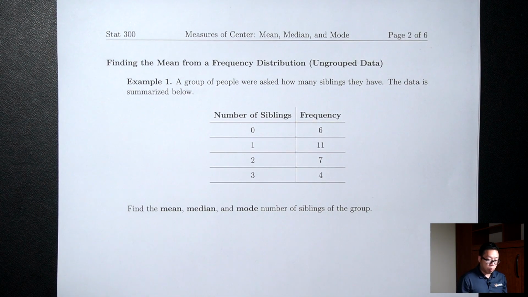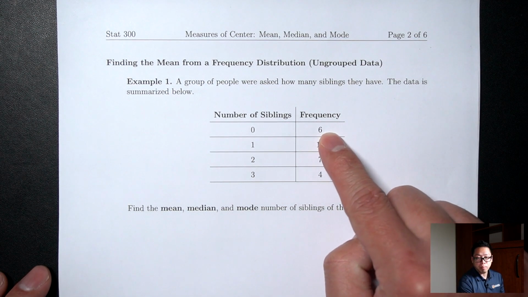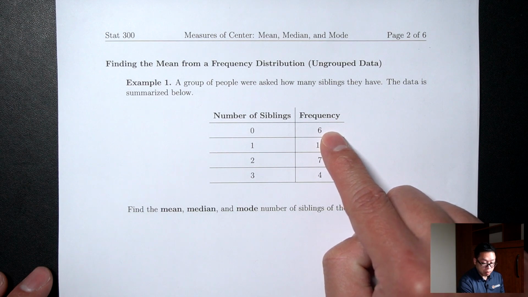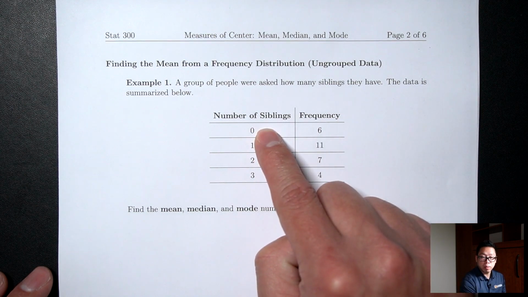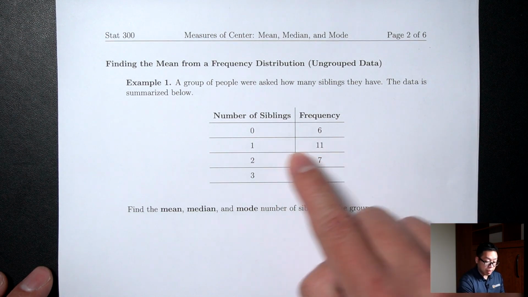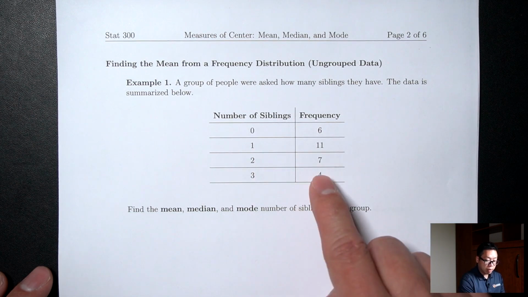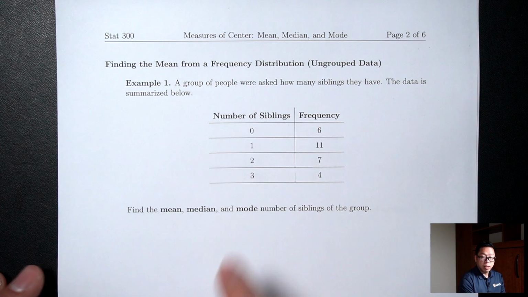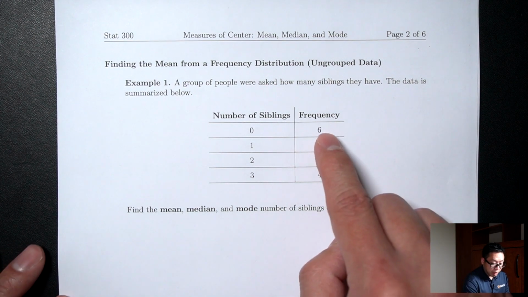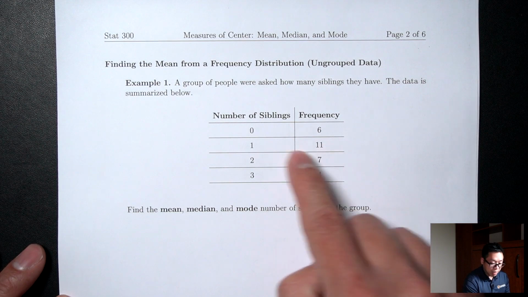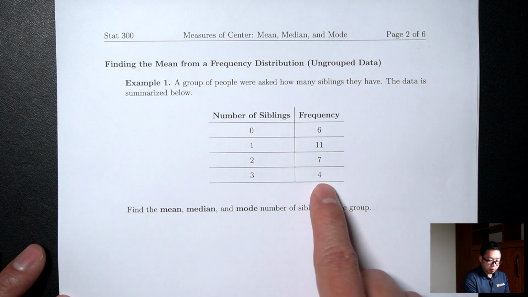The idea, like I said before, is in order to find a mean, median, mode, we have to go back to the original raw data. And the question is, what is this table telling me about the original raw data? What does the 6 mean? The 6 means that there are 6 people who said that they have 0 siblings. There's 11 people who said that they have 1 sibling. There's 7 people who had 2 siblings and 4 people who had 3 siblings. That means that in my original data, I have 6 zeros, 11 ones, 7 twos, 4 threes.